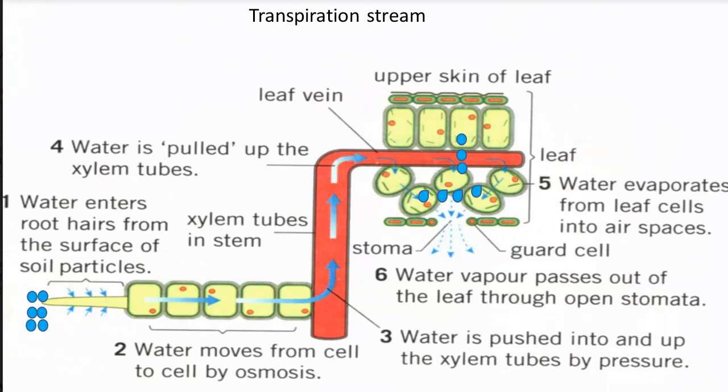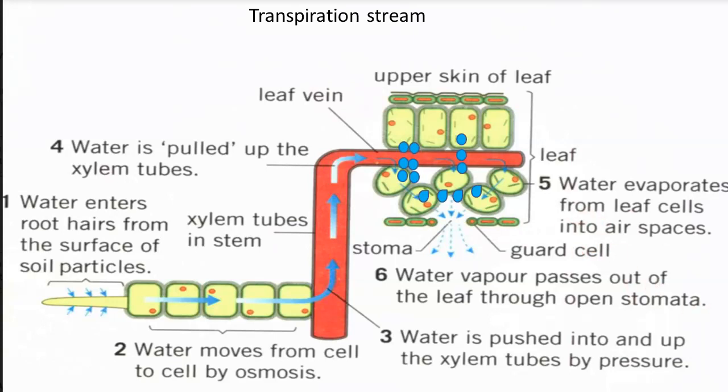The water is pushed into and up the xylem tubes by pressure. Water will be pulled by the xylem tube and it reaches the leaf from high to low. Now you can see the water concentration inside the leaf is high.